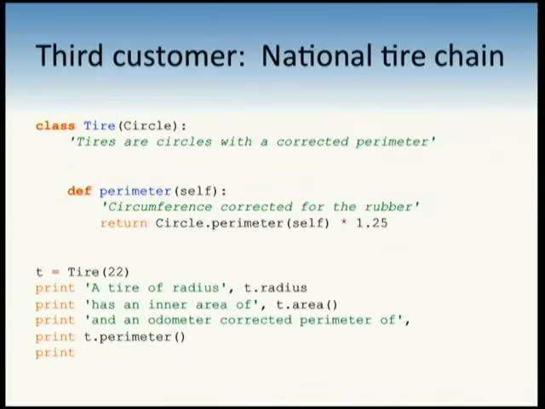They're very interested in the inner area of a tire. But when you put a rubber on top of it, its circumference changes. And they need to know that so they can do accurate statistics for your odometer and speedometer. So they need the perimeter to do something different.